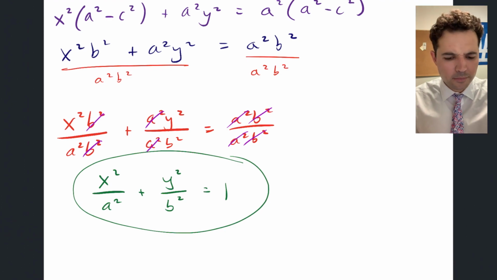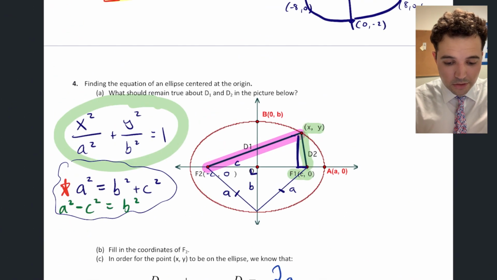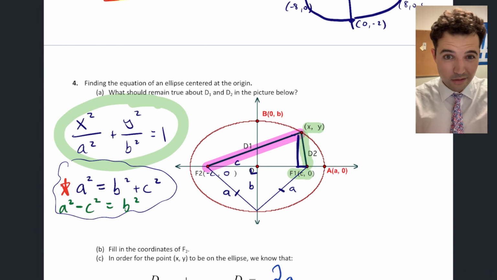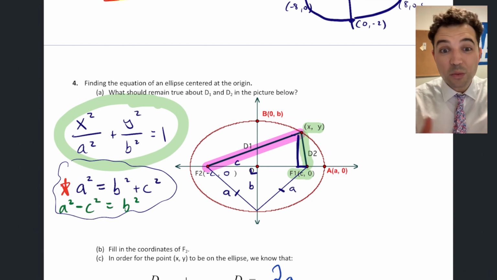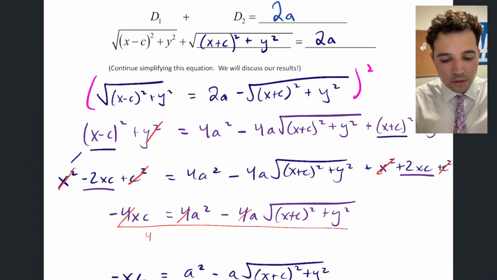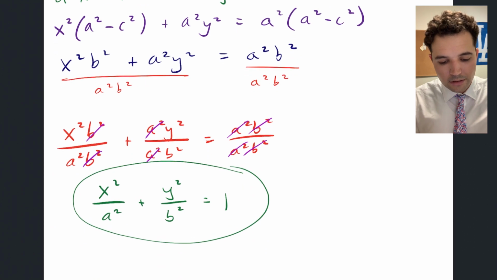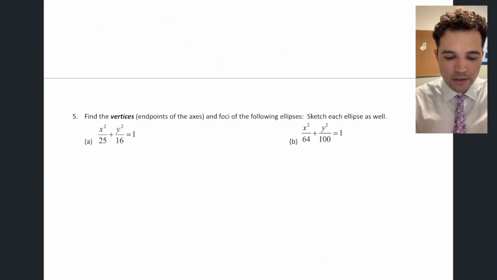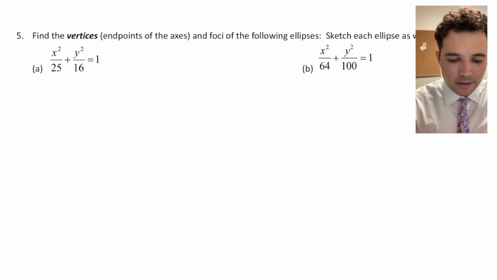So what did we just learn? Well, we learned that by starting with d1 plus d2 is equal to 2a, and by working our way down really logically, and by using the Pythagorean pattern that we have, now we know exactly where our equation for our ellipse comes from. And you can even use it now on problems like these.